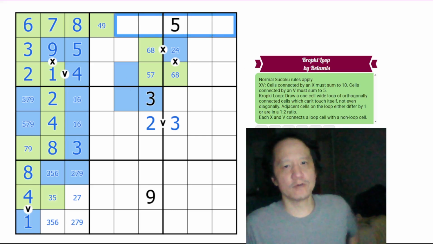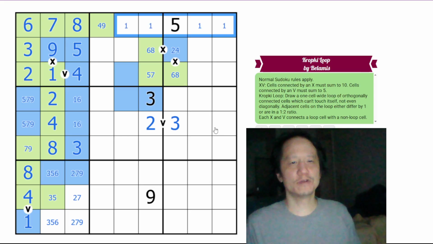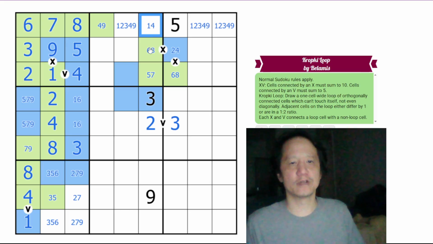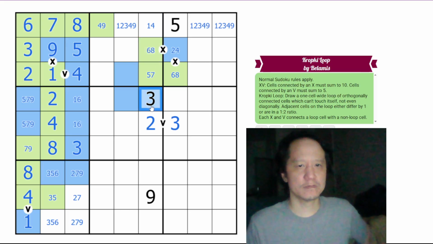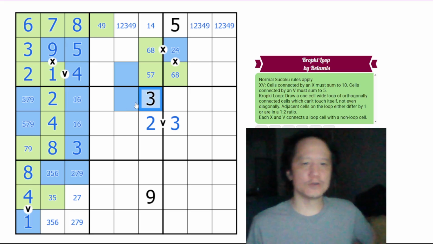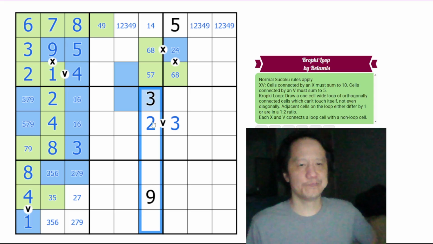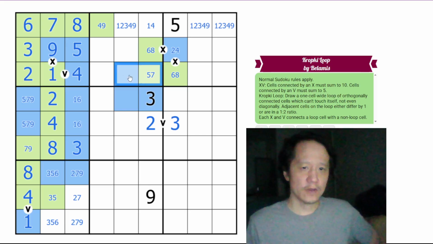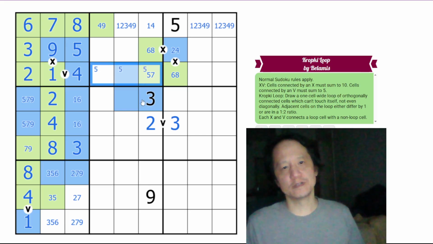Remaining digits in row 1. We have 1, 2, 3, 4, and 9. This can't be 2, 3, or 9. That's interesting, because of the 2, 3, 9 in the column, 5 has to be one of these 3 digits.